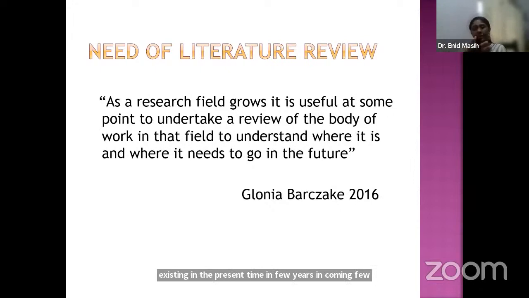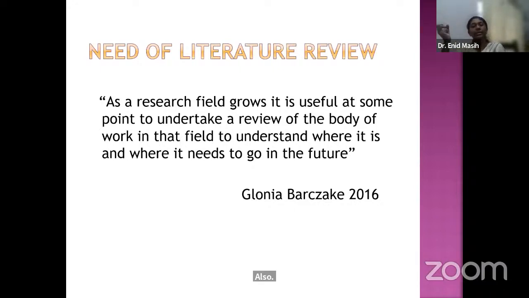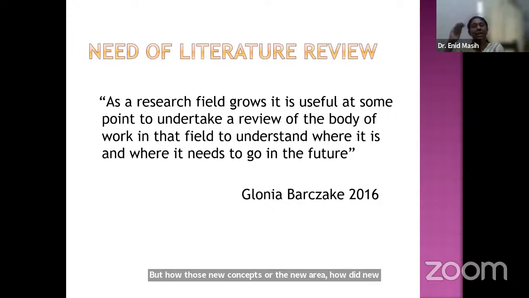It can be an area of HR, marketing, finance, operations, or any other area. But how do new concepts, new areas and new ideologies get developed? All these things get developed when we see a gradual growth, a gradual development in different work contributing to that whole area of research, how people are developing and contributing their ideas.